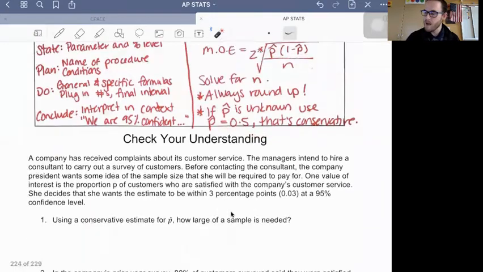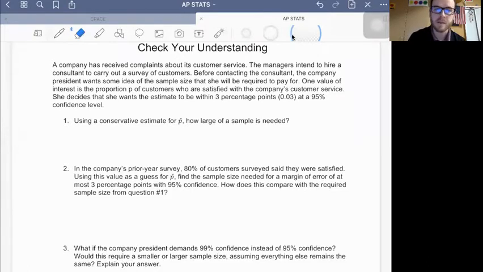So for the check your understanding, a company has received complaints about its customer service. The managers intend to hire a consultant to carry out a survey of customers. Before contacting the consultant, the company president wants some idea of the sample size that she will be required to pay for. One value of interest is the proportion p of customers who are satisfied with the company's customer service. She decides that she wants the estimate to be within 3 percentage points at 95% confidence level.